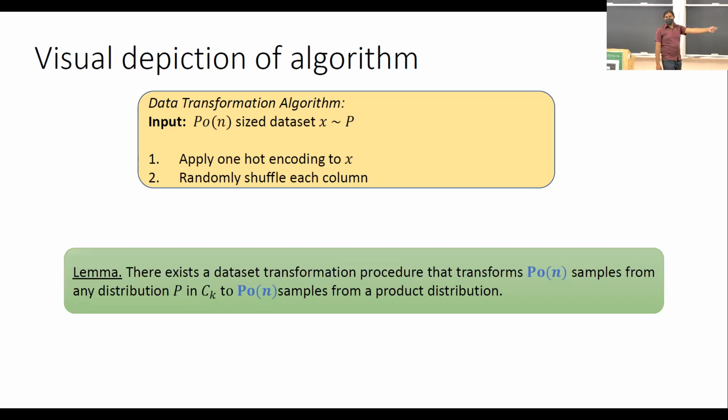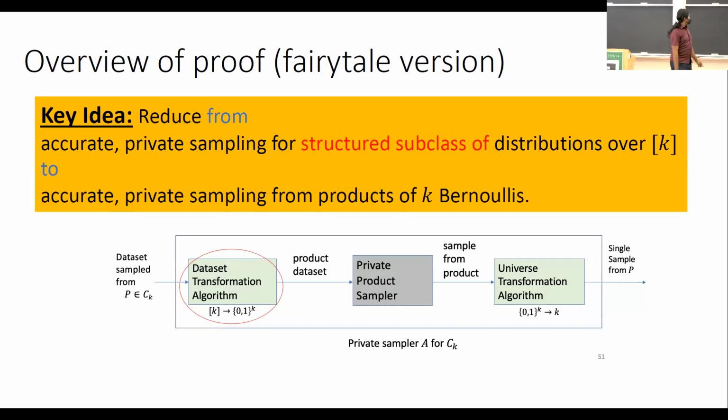Anything else? Okay. So just to zoom out, I've told you about this data transformation algorithm. And so we get a data set that looks like it was drawn from a product distribution. We apply the private product sampler. We get a sample from a product distribution, and now we need to convert it back. So we do this using a universe transformation algorithm. I'm not going to get into the details of the universe transformation algorithm just for the interest of time. I'm happy to talk about it offline, but just believe me that it works.